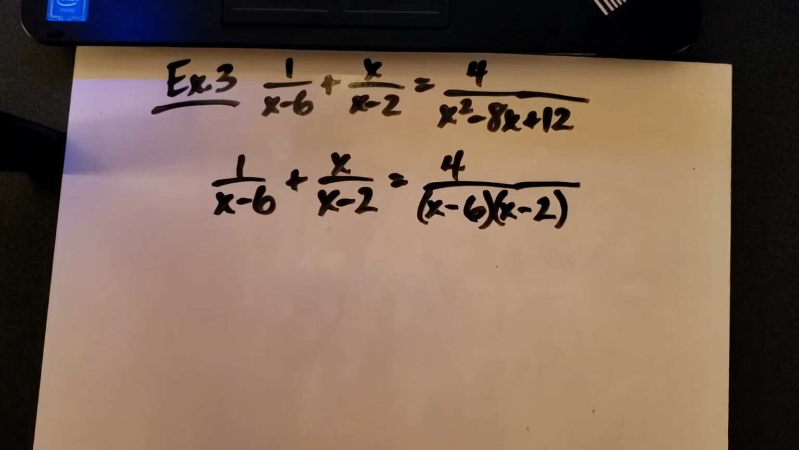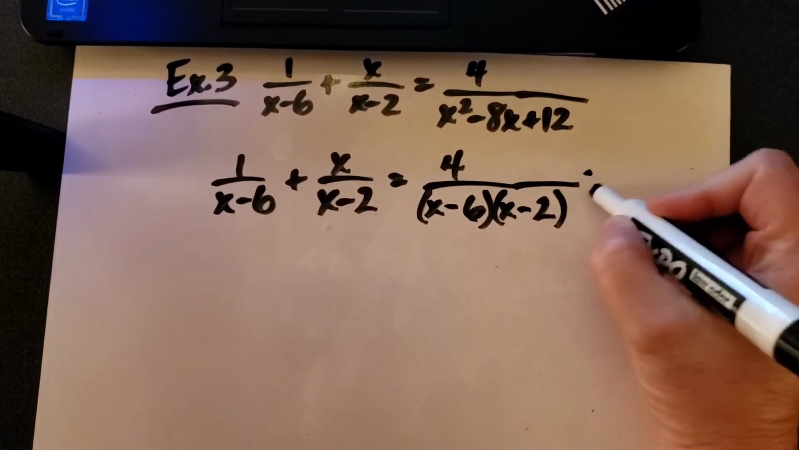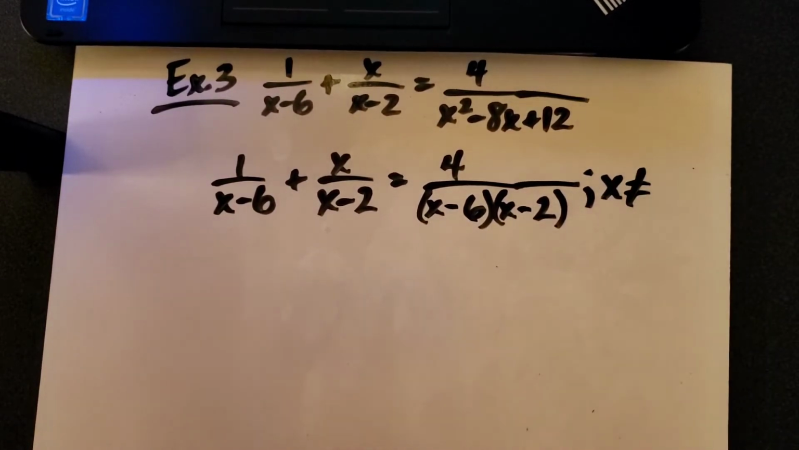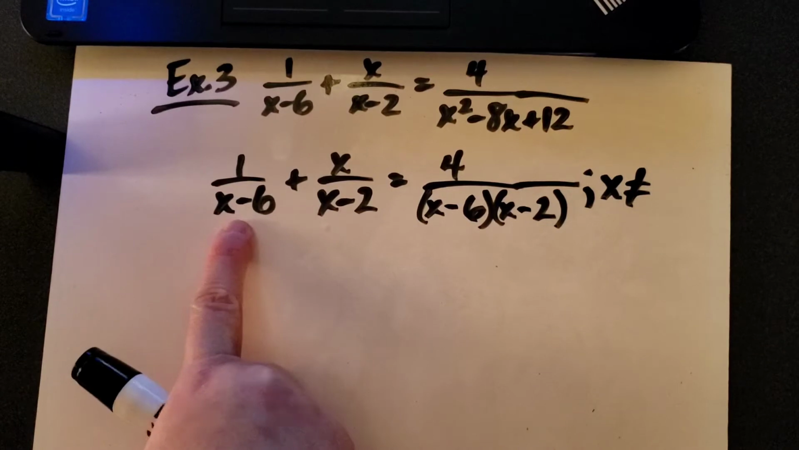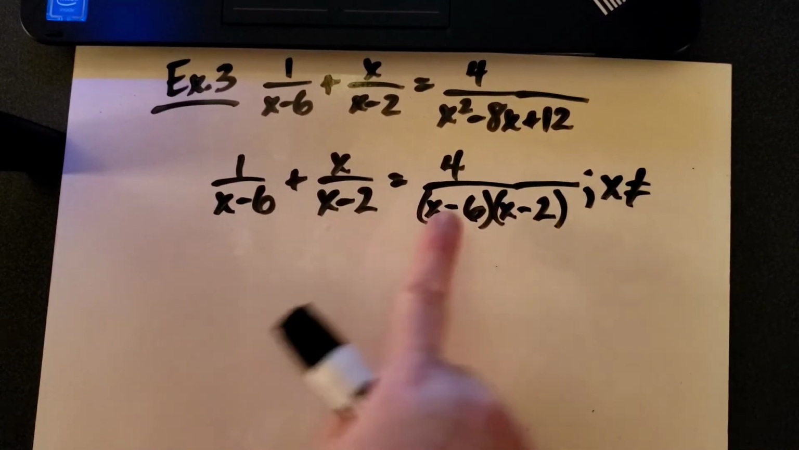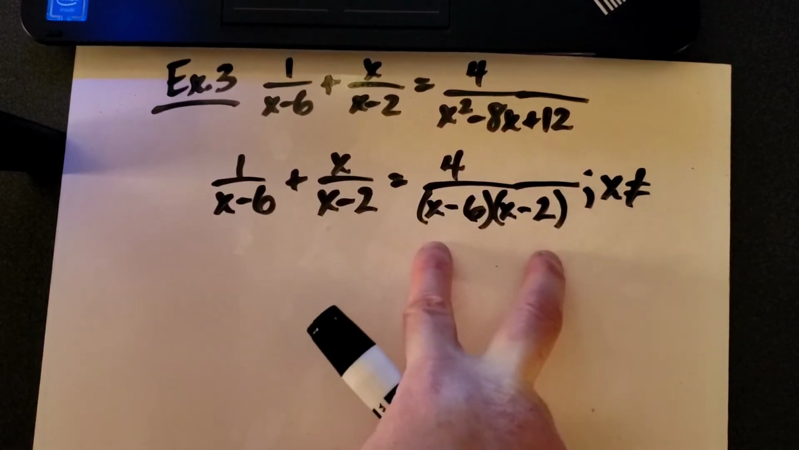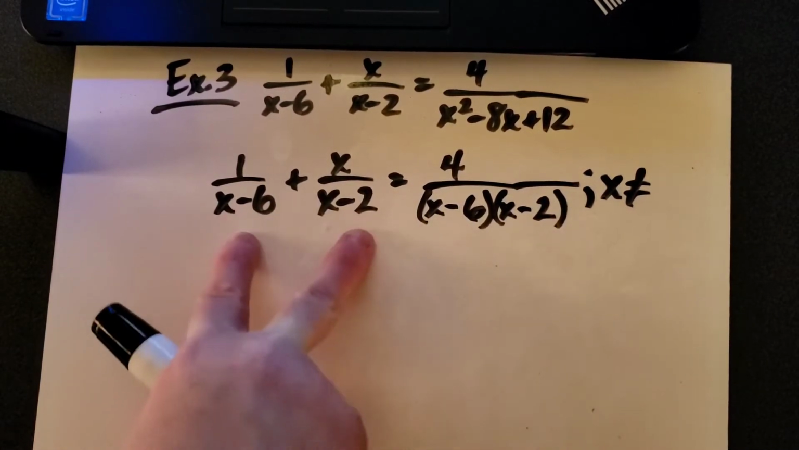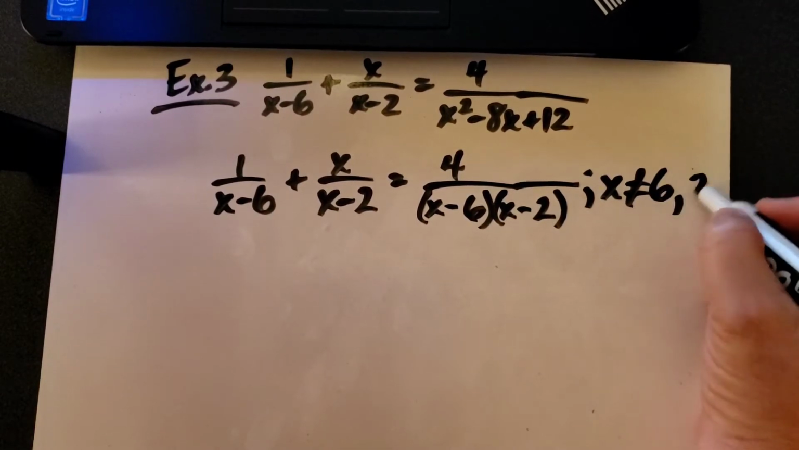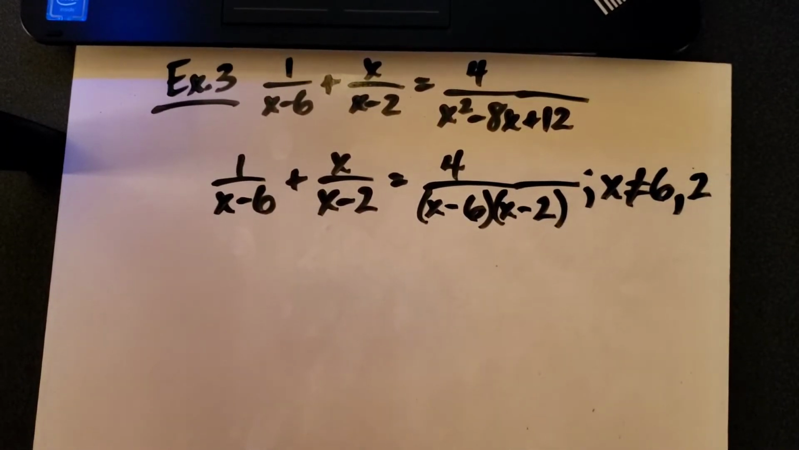It is now factored. So step 1 is accomplished. That means we can go ahead and move on to step 2, which is to establish the domain restrictions. What is it that x cannot equal? x cannot equal 6 and x cannot equal 2. See how this quadratic ended up factoring as the denominators that we already had over here on the left-hand side. So x cannot equal 6, nor can it equal 2.